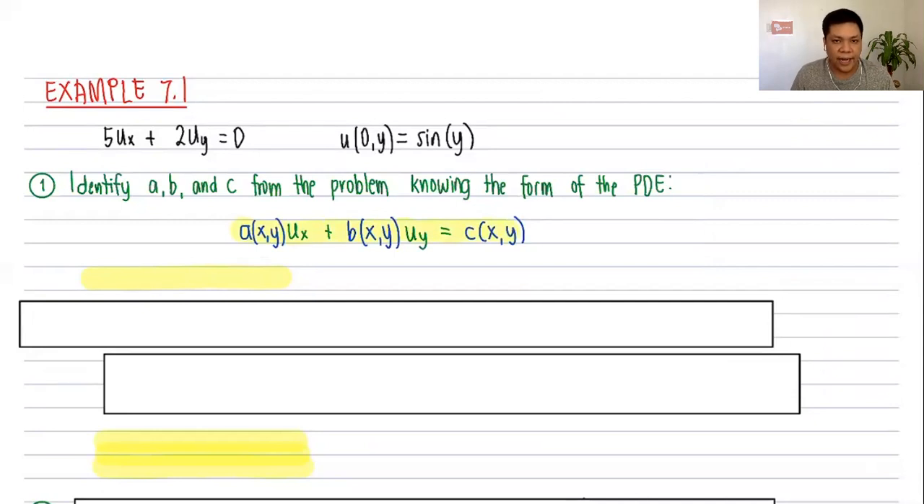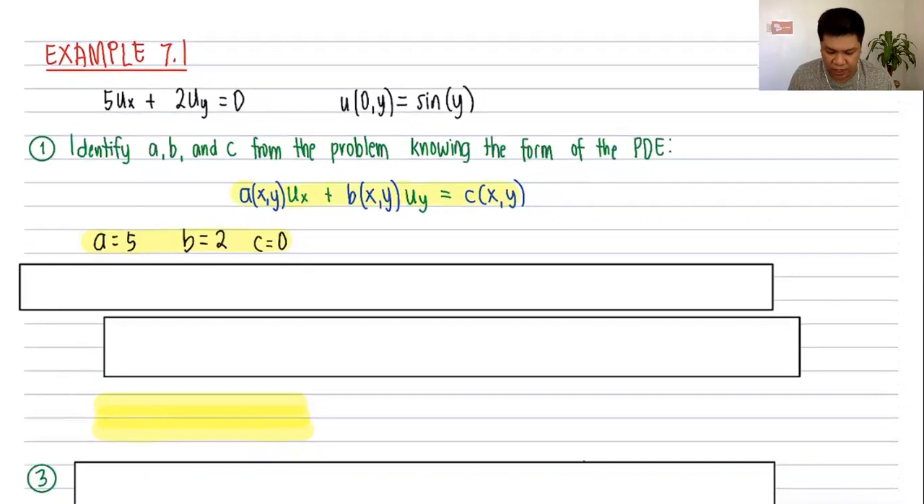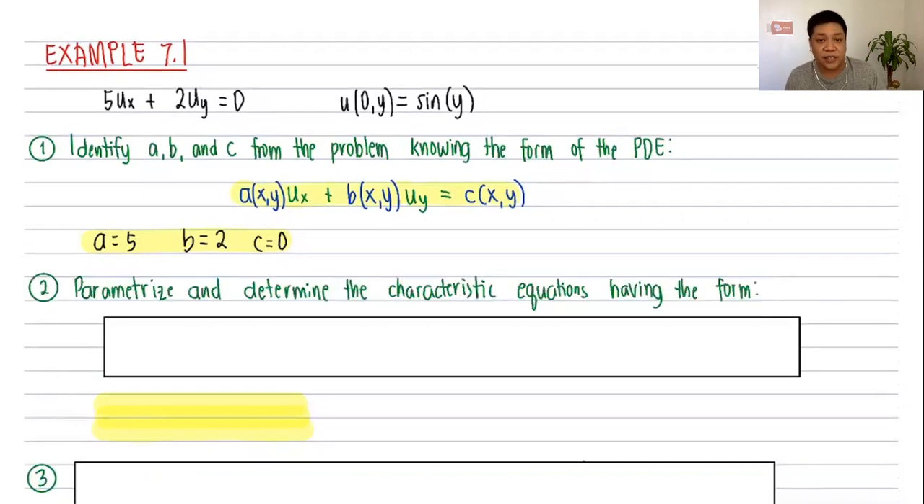Okay, so again, going back to our previous discussion, we can say therefore that from our problem, A is the coefficient of u_x, so that's 5. Then B is the coefficient of u_y, so that's 2. And C is the right-hand side of the equation, which is equivalent to 0. Okay? Our next step is to parameterize and determine the characteristic equations.